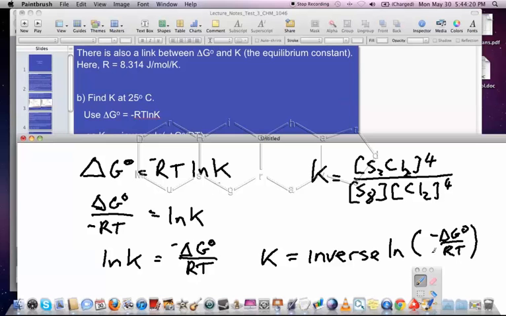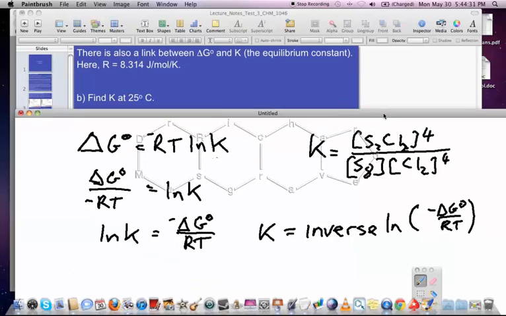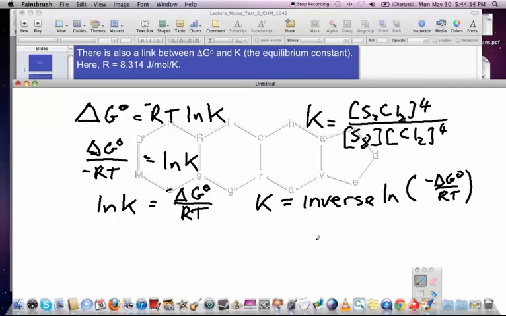And so on the test I'll give you this equation, but you would have to derive the K equation if you didn't remember that. So the inverse log in your calculator, that is going to be e to the power of, so yeah, a little caret like that, and whatever your negative delta G over RT turns out to be.